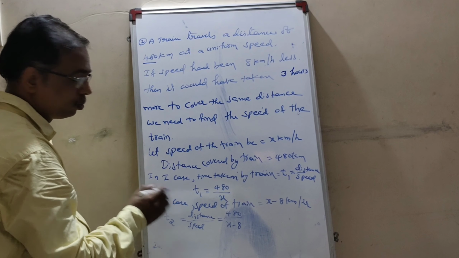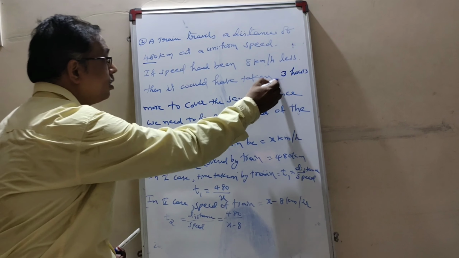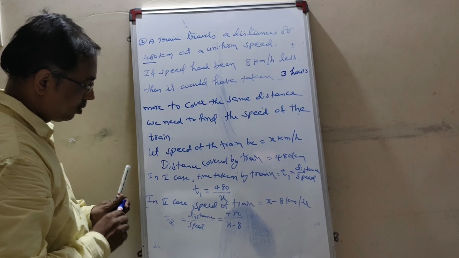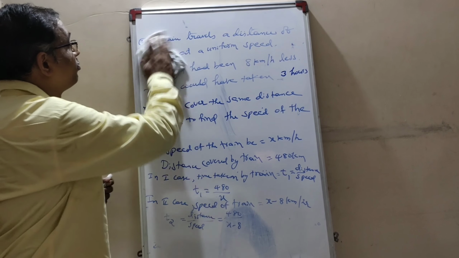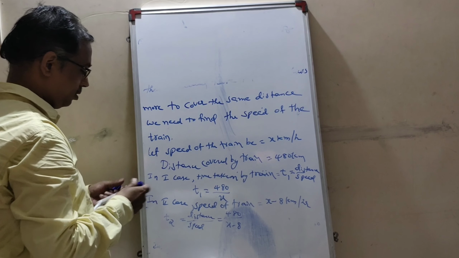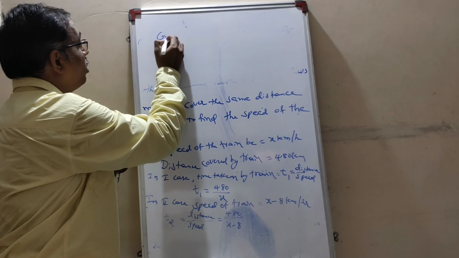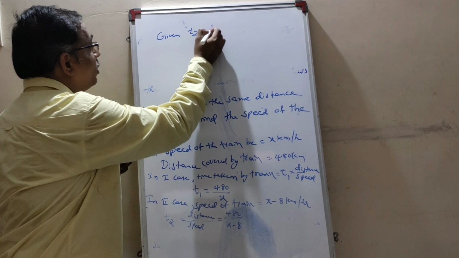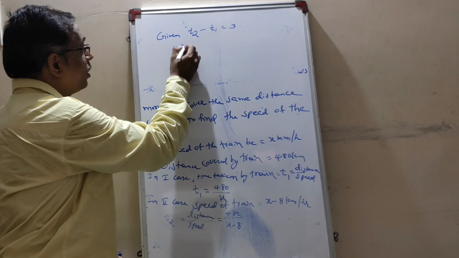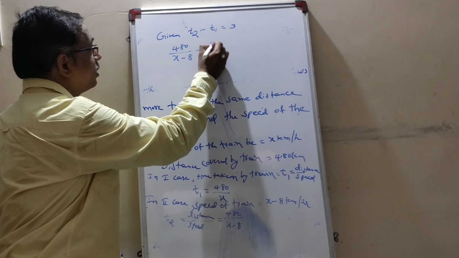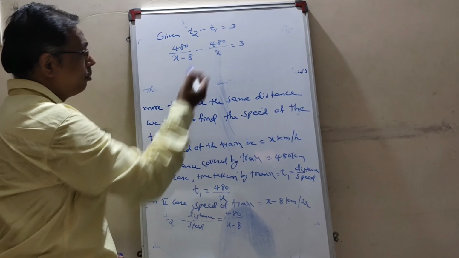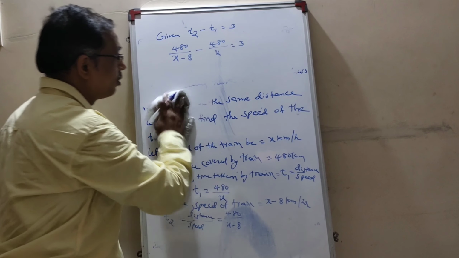But the difference between these two times is equal to how much? 3 hours. That means T2 is greater than T1. So that's why, given that the difference of the two timings, T2 minus T1 is equal to 3 hours. So here T2 is 480 by x minus 8 minus 480 by x is equal to 3. Now by simplification we can get a quadratic equation.